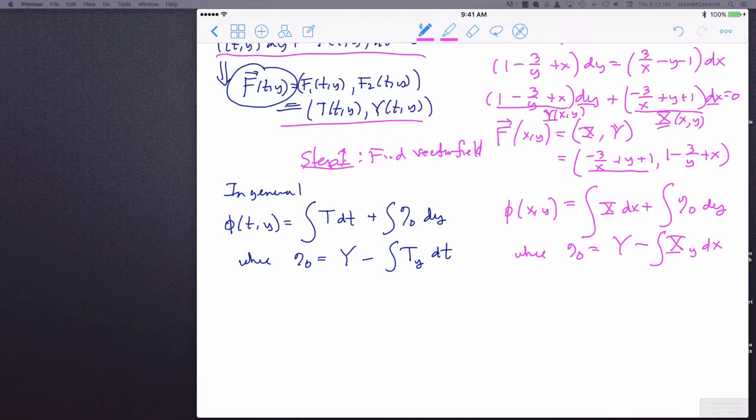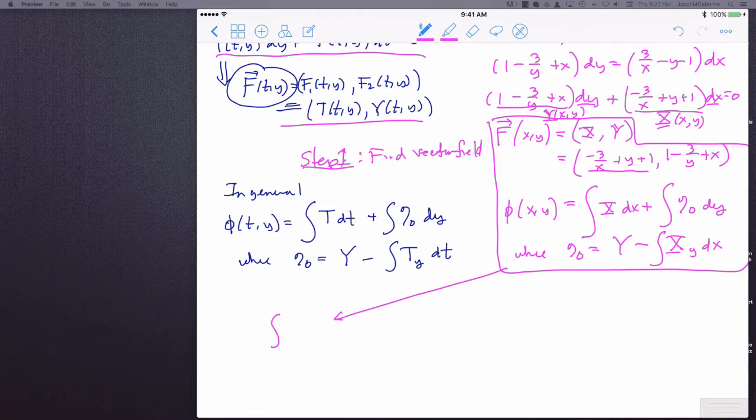So these are the steps we need to go through to solve this problem. Okay, so I'm going to integrate X with respect to x. Integrating X with respect to x is the integral of -3 over x plus y plus 1 with respect to x. Do the integration here, and that will lead you to -3 logarithm of x plus xy plus x. There's your integral of X right here with respect to x.